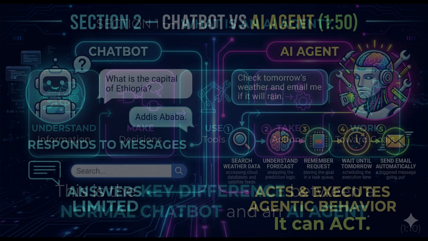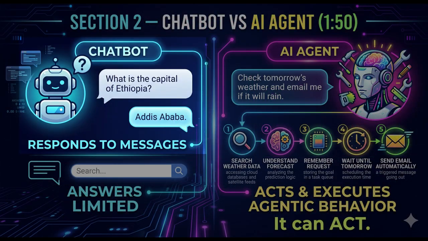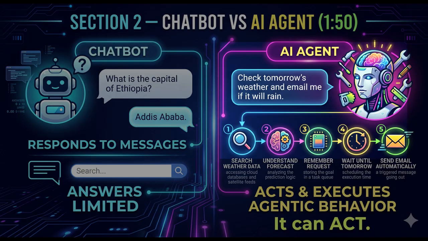A normal chatbot mainly responds to messages. You ask something, it answers. For example, what is the capital of Ethiopia? The chatbot replies Addis Ababa. That's useful but limited. Now let's look at the AI agent.